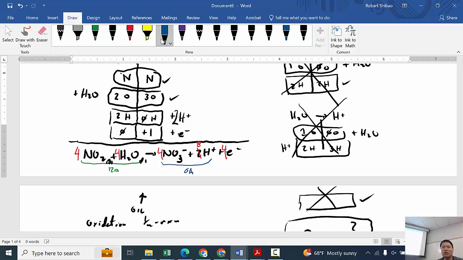But I've seen nitrate and H plus as our oxidizing agent before. But the nitrate and H plus that I saw before is nitrate plus 4 H pluses yields NO plus 2 waters. And so it's a different reaction. This is going to different products, so we can't use the same half reaction for this.